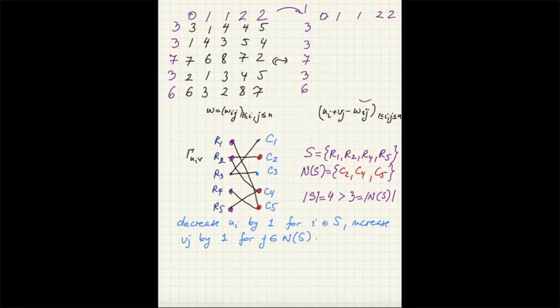So the entries in this new matrix, U_i plus V_j minus W_ij, are going to be the following. So in the first entry here, you get 3 plus 0 minus 3. This is a 0. Then we have 3 plus 1 minus 1. This is a 3. We have another 0 here. And then we have a 1. And we have another 0 here. So we created more zeros in the first row.